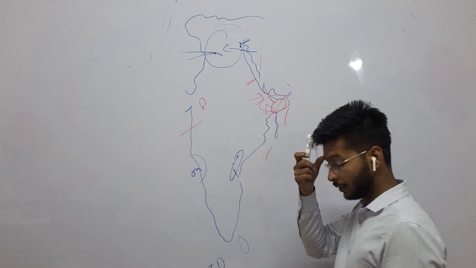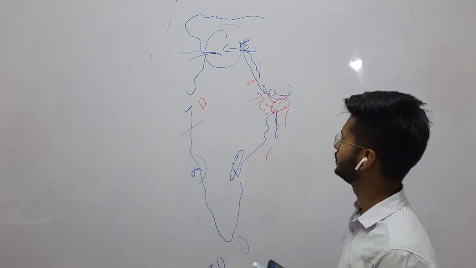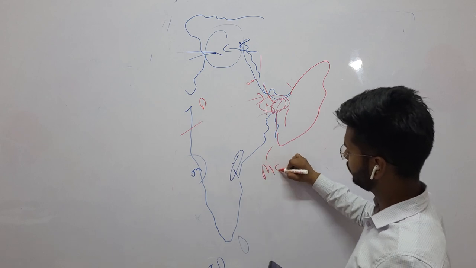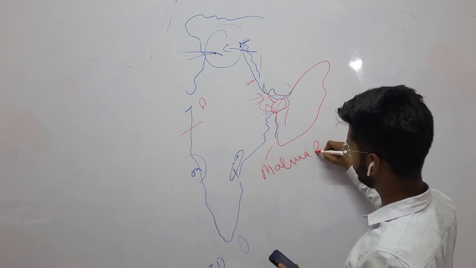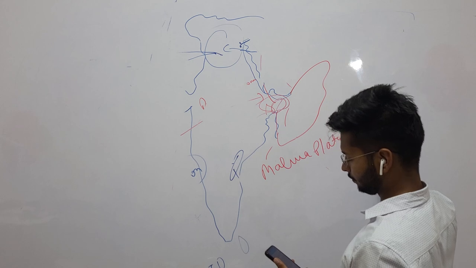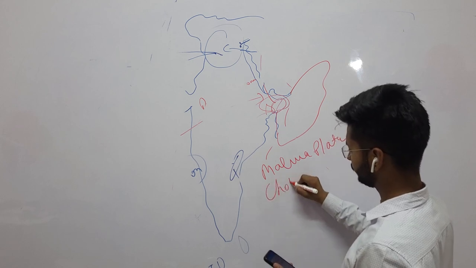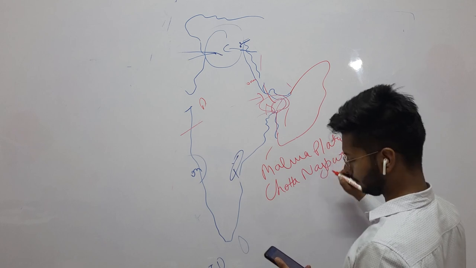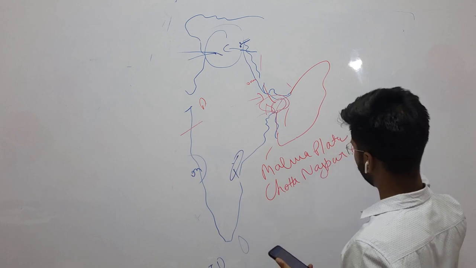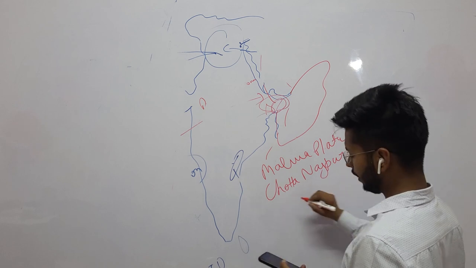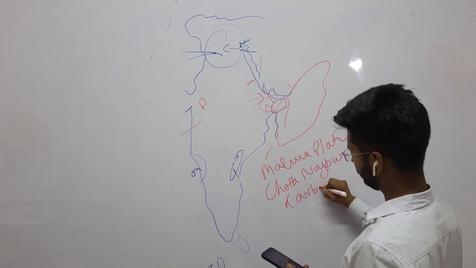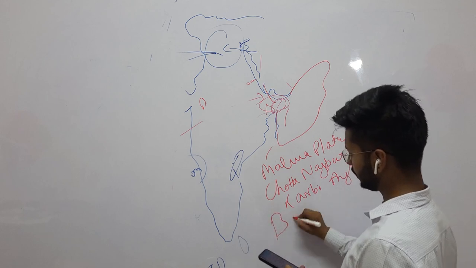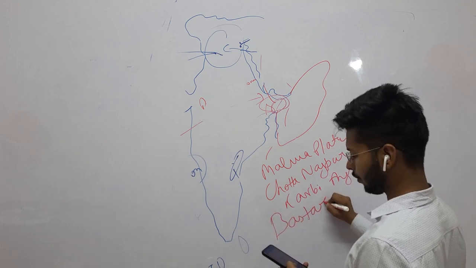So I'll tell you a little bit about plateaus. We have already talked about the Chhattisgarh plateau. I'll write down some names of plateaus. Malwa Plateau, these are important. Chota Nagpur, some people say CNP. Karbi Anglong. Bastar.